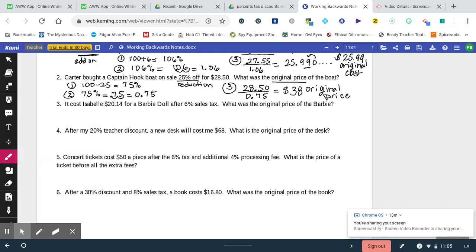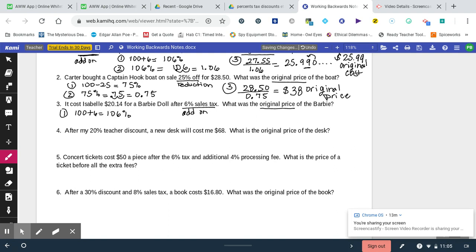It cost Isabel $20.14 for a Barbie doll after a 6% sales tax. So sales tax makes things go up, so it's considered as an add-on. What was the original price? So if you're looking for an original price, you have to decide, do you add 100 or subtract from 100? All right, because it's an add-on, I'm going to add the two, 106, making it 106%.